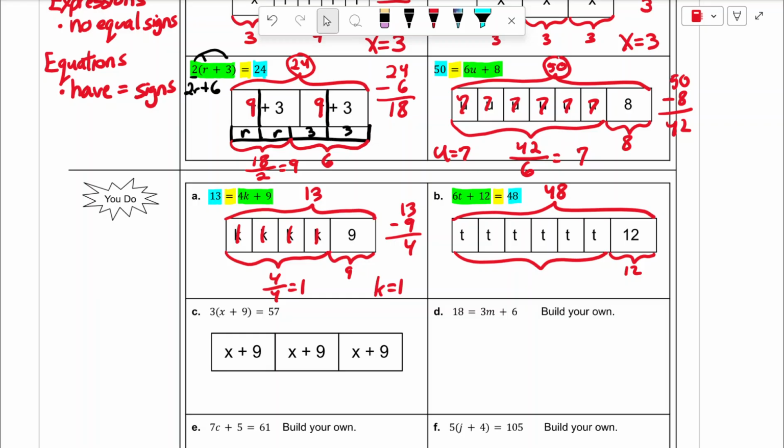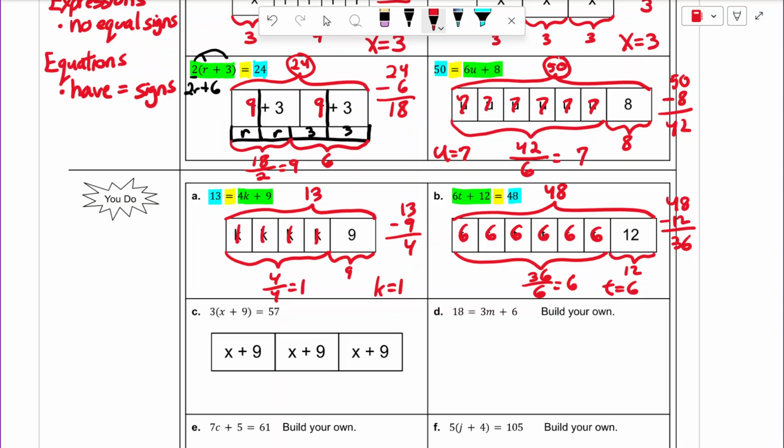So we're going to take 48 and take off 12, and that's going to be 36. So the rest of this piece of tape is worth 36. Now there are 6 t's, so we're going to divide 36 by 6, and we get 6. So t is 6. If you write them all in and add them up with the 12, it is 48.